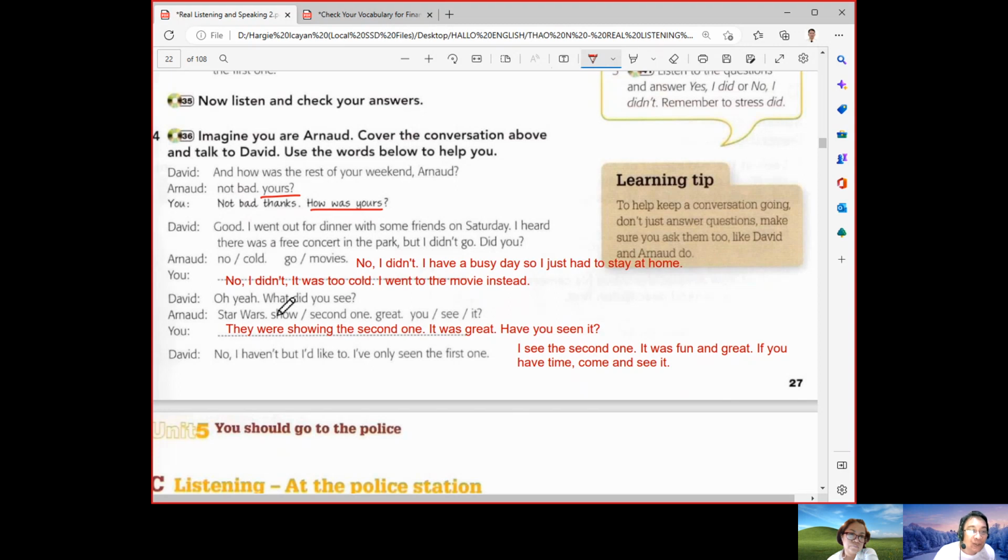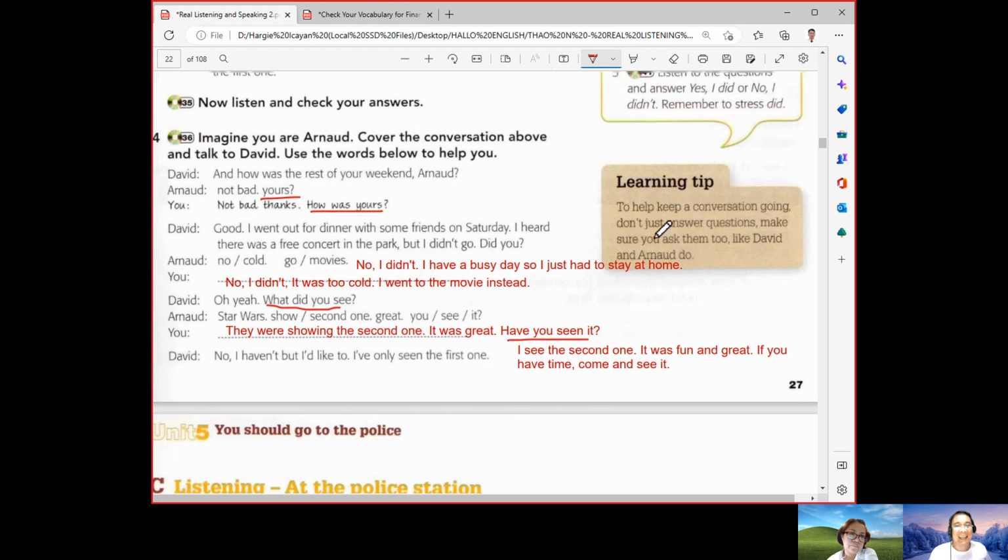Another one: Oh yeah, what did you see? It's also a question. And then after that, this one is the reply. And then you ask again a question: have you seen it? Then after that, David said, no, I haven't. I'd like to, but I've only seen the first one. And that cuts the conversation. That would be the end already because there is no question at all.